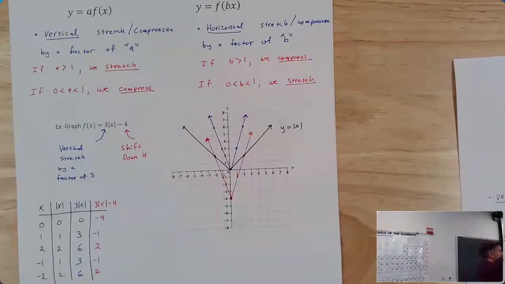What I will also mention here is a vertical stretch often looks a lot like a horizontal compression and vice versa. A vertical squash is going to look a lot like a horizontal stretch. They have the same sort of effect. It's not always exactly the same. All right, questions so far?